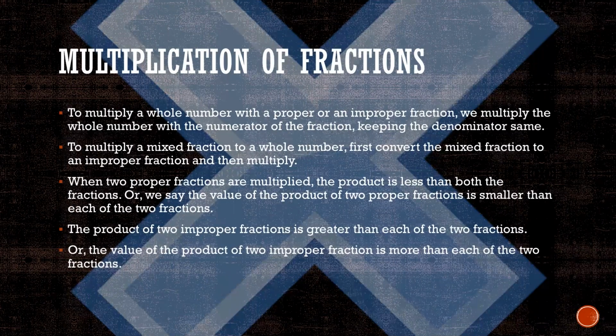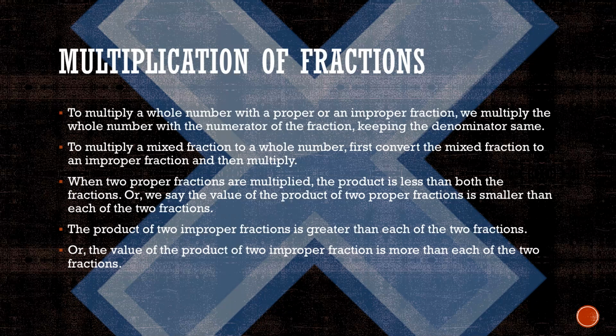Okay, now let's go to the important part which you will be mostly learning in this chapter in class 7, multiplication of fractions. To multiply a whole number with the proper or an improper fraction, we multiply the whole number with the numerator of the fraction, keeping the denominator same. To multiply a mixed fraction to a whole number, first convert the mixed fraction to an improper fraction and then multiply. When two proper fractions are multiplied, the product is less than both the fractions.